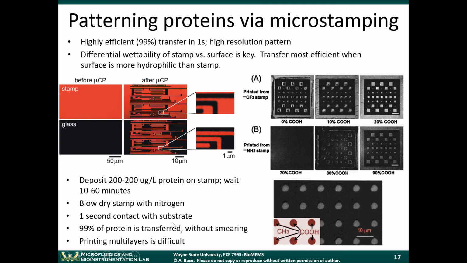This is what the procedure might look like. This is a very simple process, really. You can deposit this amount of protein on the stamp. The amount of time you spend in contact with the substrate is just 1 second, and almost 99% of the protein is transferred. This is good for one layer of protein, but it's difficult to print multi-layers in this manner. But you can see here that these are all patterns printed from stamps.